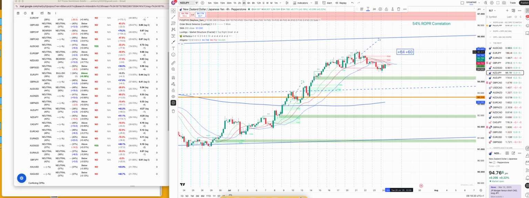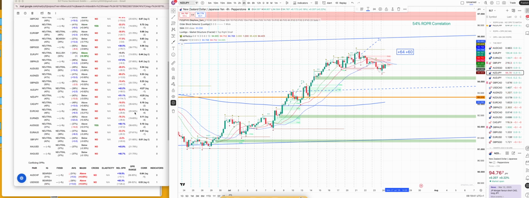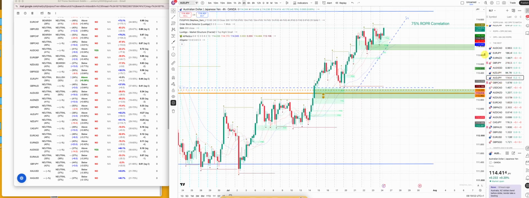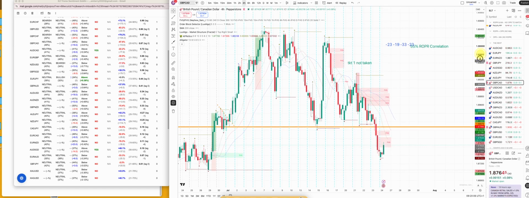Let's have a look at the numbers. Where are you? There. Plus 51. So less bullish. Okay, Aussie yen. Plus 42. Yeah, same. It's doing what we thought it would do. That's about all we can say with that. Pound CAD.